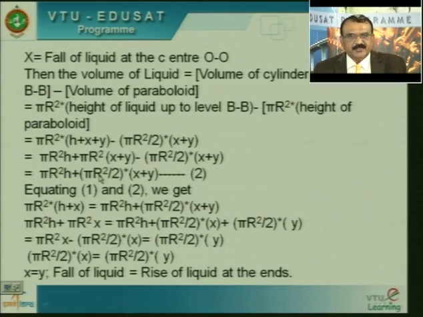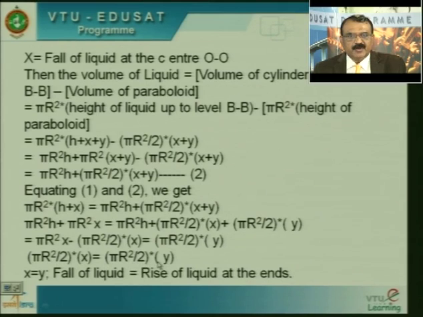So if you equate equation 1 and 2, you are going to get this pi r square into h plus x is equal to, substituting equation 2 on the right hand side and simplifying, pi r square by 2 into x, that is equal to pi r square by 2 into y. I repeat, if you equate equation 1 and 2 and on simplification, you are going to get this pi r square by 2 into x is equal to pi r square by 2 into y. Remember, this and this get cancelled, you are left with x is equal to y.